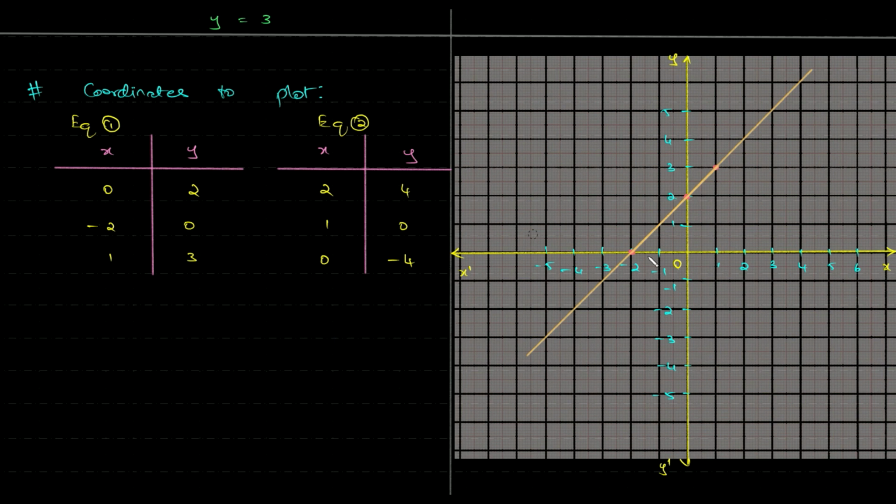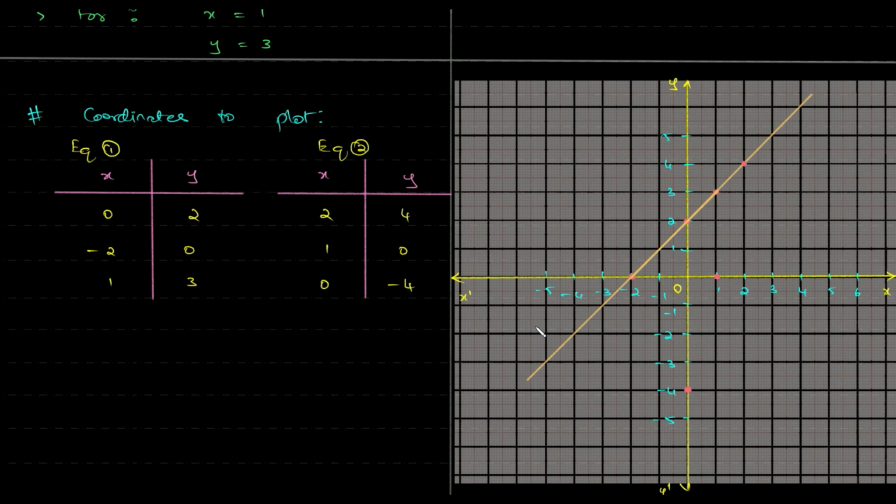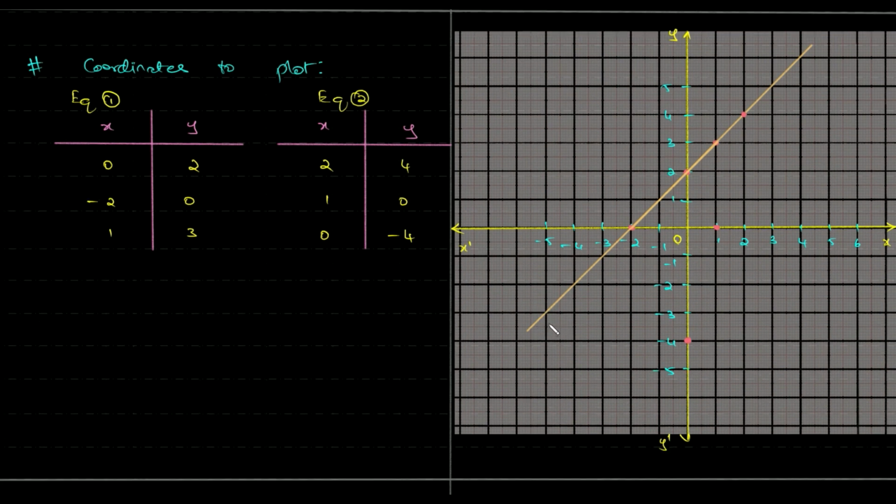Then we have 2 and 4, which is over there. 1 and 0 is, 1 is to the right, 0 is that point itself. 0 and minus 4. Okay. And now this is equation 1. What is equation 1, guys? x minus y plus 2 is equal to 0. Okay, and now on to joining things.